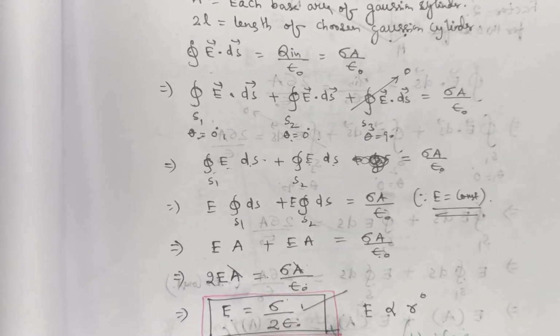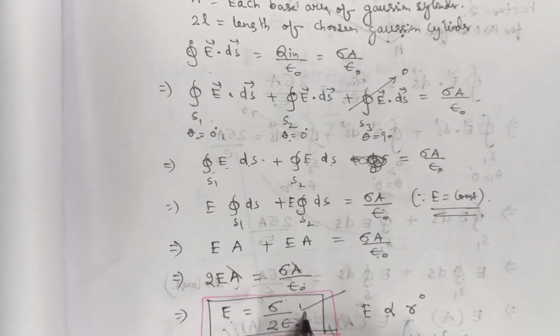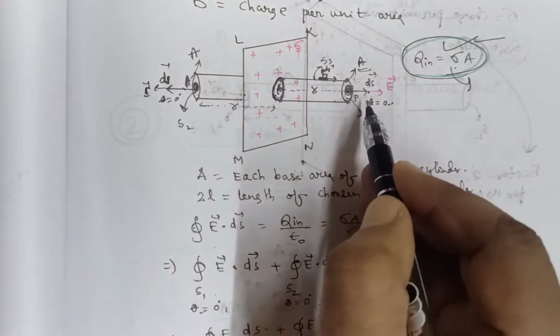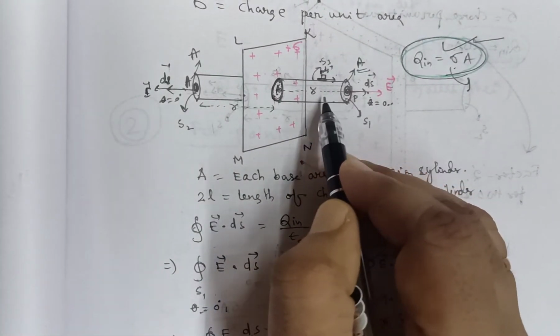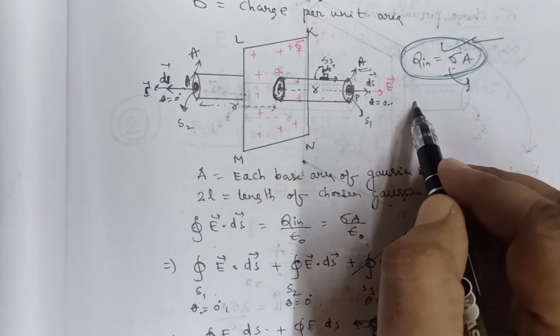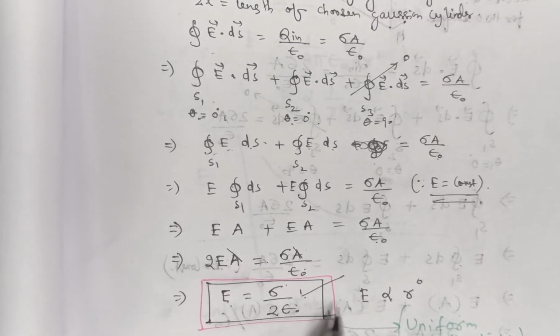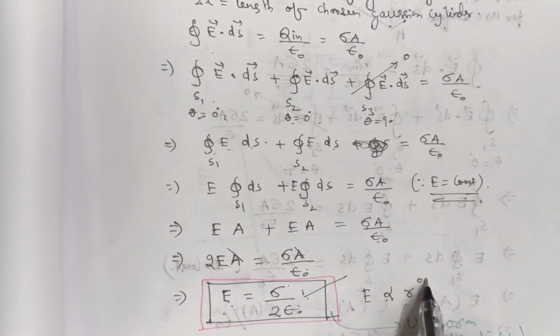Then what happens if you plot the graph? Here you see there is no value of R. That means intensity is independent of R. That means if point P is near to the sheet, the value will be the same as if the point is taken outside, farther from the sheet. That means E is independent of R. That means E is proportional to R to the power 0.